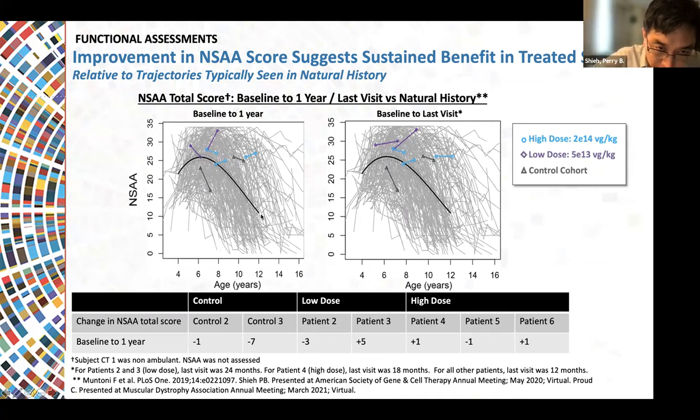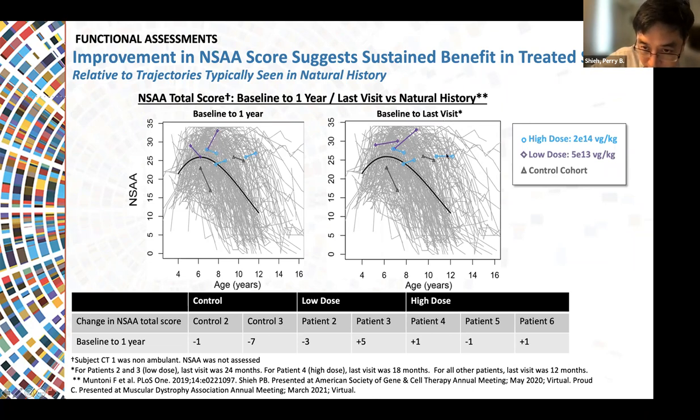So what I'm showing here is, again, this scatter plot that I showed earlier with the natural history of Duchenne muscular dystrophy. But overlaid on here are a few lines. In purple here, you can see is a couple of low-dose patients. And then in blue here, a couple of high-dose patients. This is at two different time points. So this is after 1 year. This is at the most recent visit.